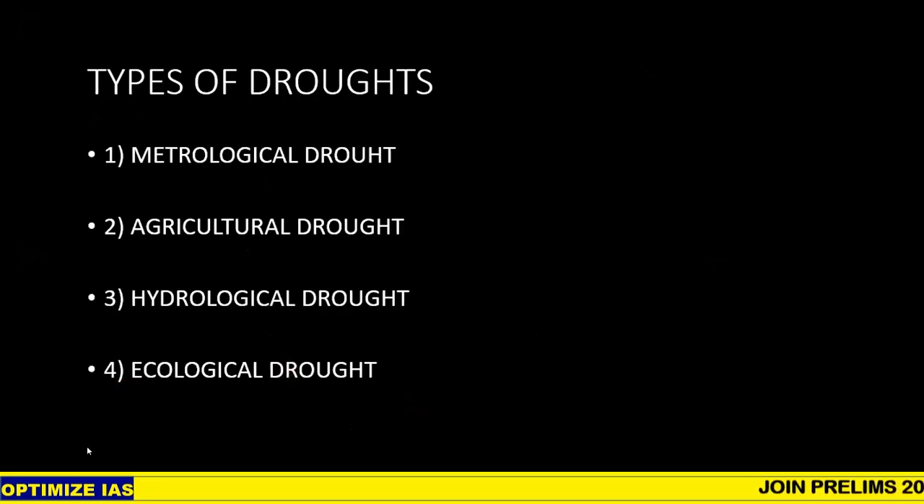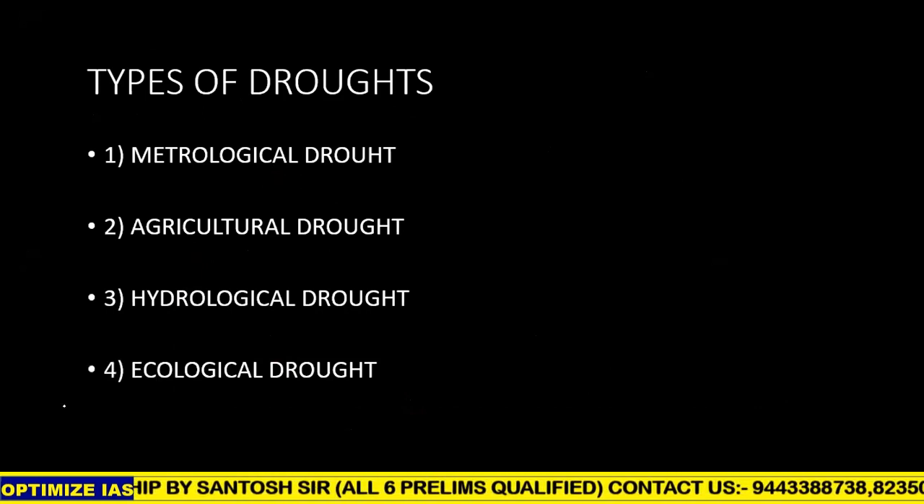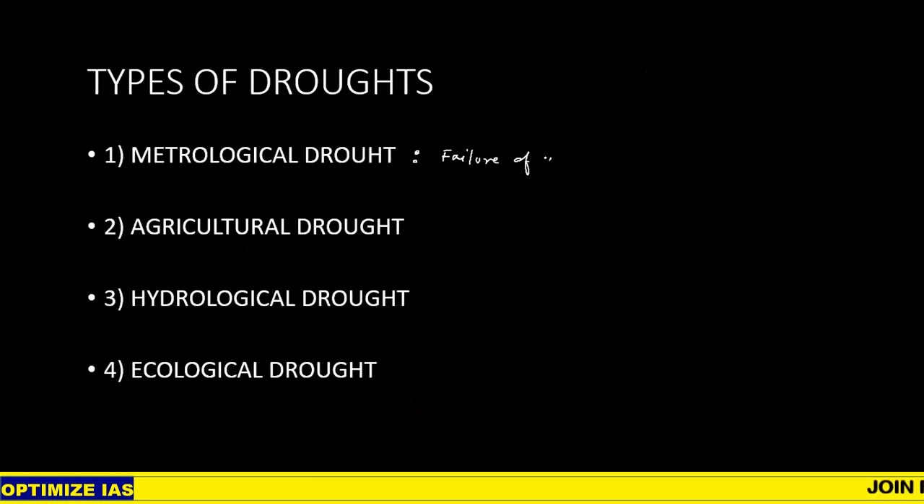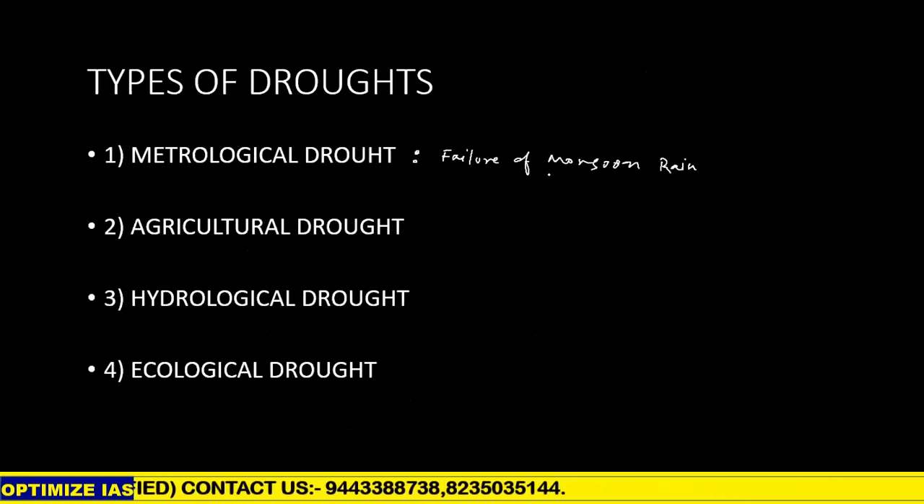Now, what are the types of droughts generally, from a basics point of view? Droughts are of four main types: meteorological drought, agricultural drought, hydrological, and ecological. Meteorological drought occurs whenever there is a failure of monsoon in the South Asian environment. How does this monsoon rain fail? Failure of monsoonal rainfall, especially the southwest monsoon.